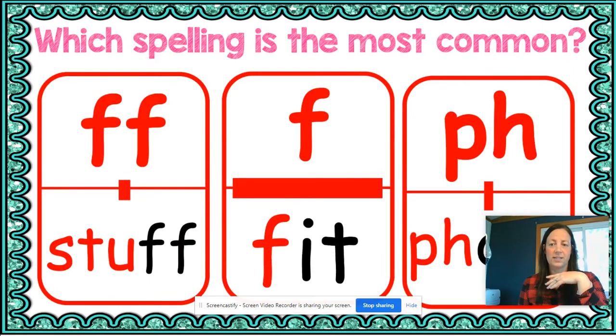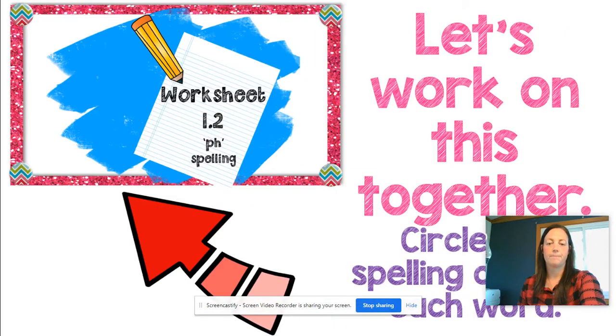So out of these three spellings, FF, single F, and PH, all saying the f sound, what is the most common and how do you know? Hopefully, you're saying in your head, well, Mrs. Kittleson, it's the middle one because that power bar is the biggest. And we know that when we see those power bars and they are extremely large, that means that's the most common spelling. So typically, if you see F by itself, it's going to say f, and that's going to be the most common sound. Okay.